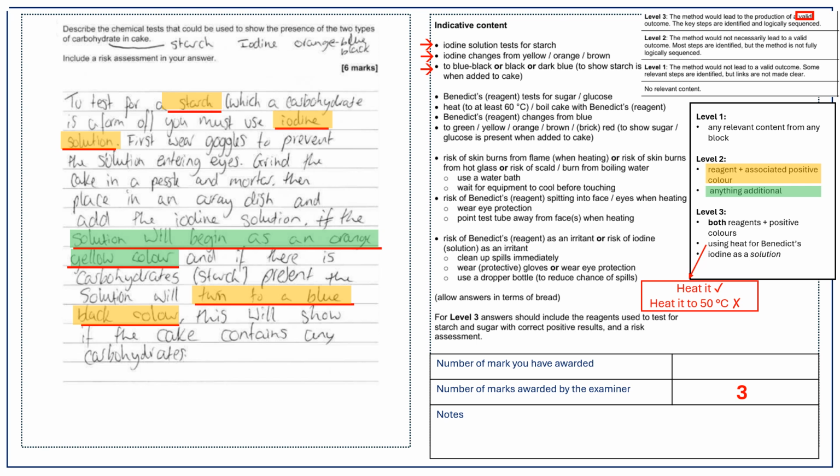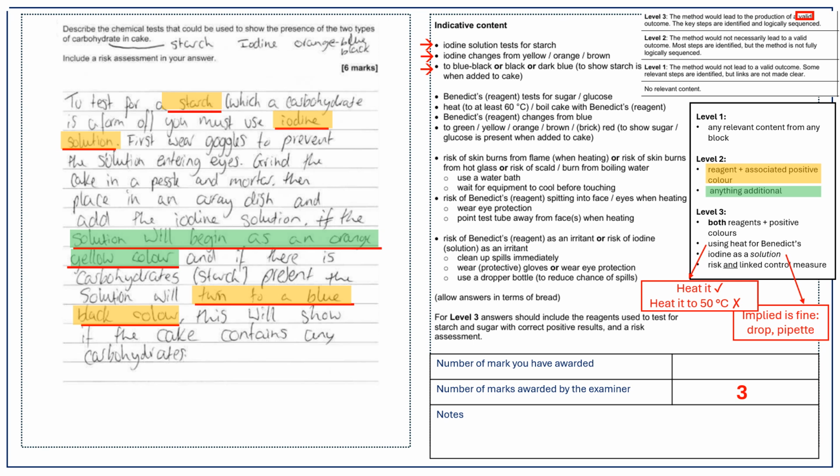Iodine must be implied to be a solution. So if the student hasn't explicitly stated that, that is okay, but we would expect to see something like use 3 drops of iodine or using a pipette add iodine to the sample. If it is not clear that iodine is in solution, again, that student cannot access level 3.